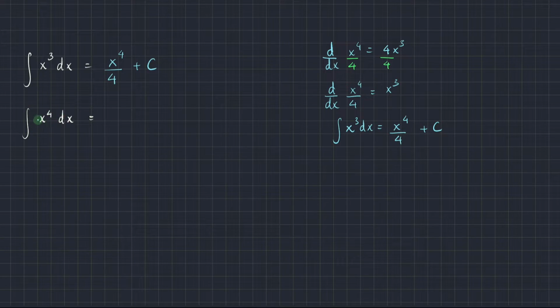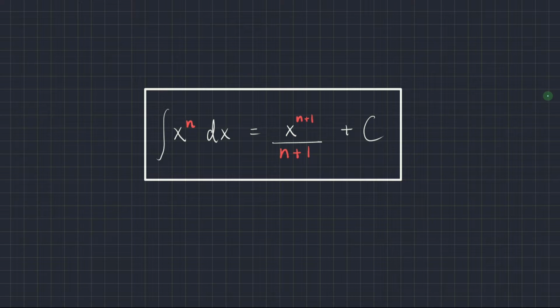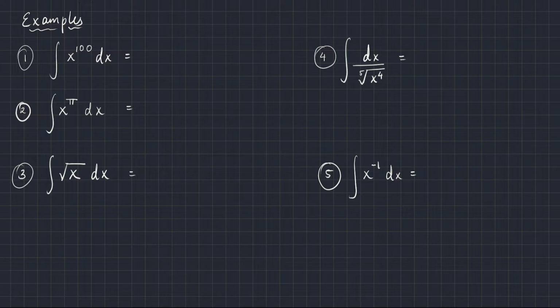Try to figure this one out on your own. Did you get x to the power of 5 over 5? In general, we can say that the integral of x to the power of n dx is x to the power of n plus 1 over n plus 1 plus c. Let's use some examples to apply this formula.